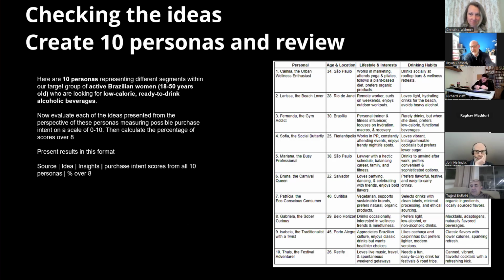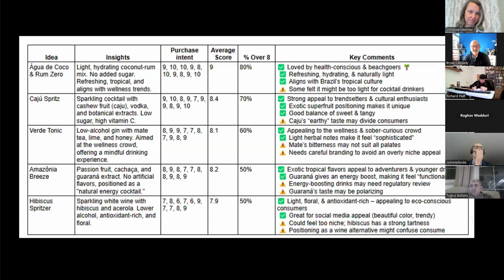So one of the things that you can do, when you have this GPT that's there, is you can ask for very specific reviews of ideas and use it to evaluate whether things are good or bad based on the insights that you know on the marketplace. And so what we do is typically things like we'll generate personas representing this target group. We'll look at individual consumers in that, like Camilla, the urban wellness enthusiast living in Sao Paulo. She drinks certain things. She has certain things she's excited about. And what we can do is ask for feedback from these personas on the idea.